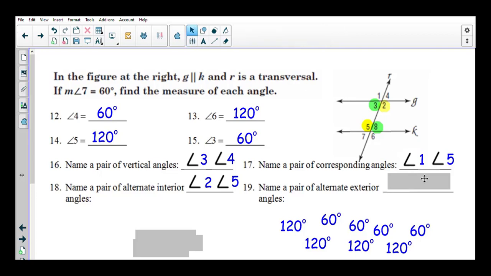Name a pair of alternate exterior angles. I chose 4 and 7, so I'll highlight those. Whoops, let me choose a different color. So these 2. You could also choose 1 and 6.